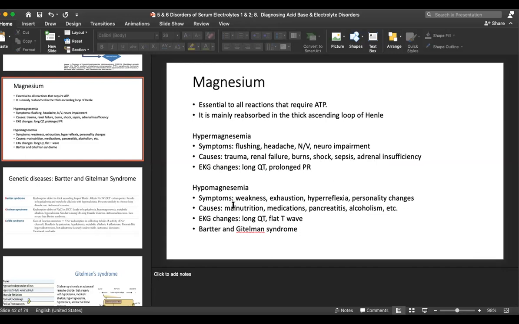And then hypomagnesemia is going to be weakness, exhaustion, hyperreflexia, and personality changes. A big cause is malnutrition with this one. If the patient's not been eating a lot, they check a magnesium on them to see where that's at. I would probably know malnutrition for magnesium. They're going to have the long QT and flat T waves. Bartter and Gitelman syndrome is going to go along with this as well.